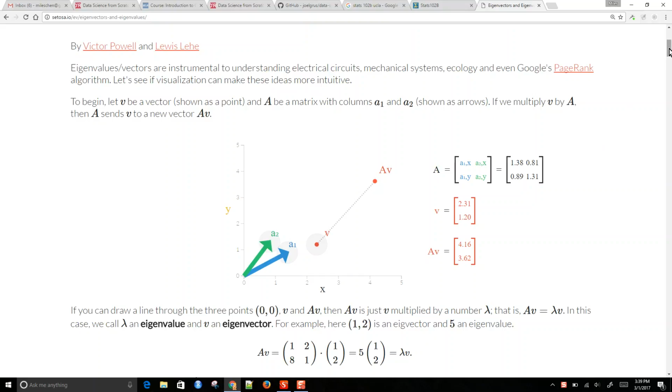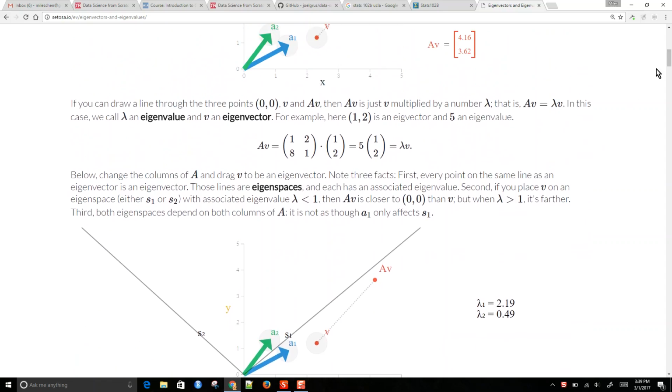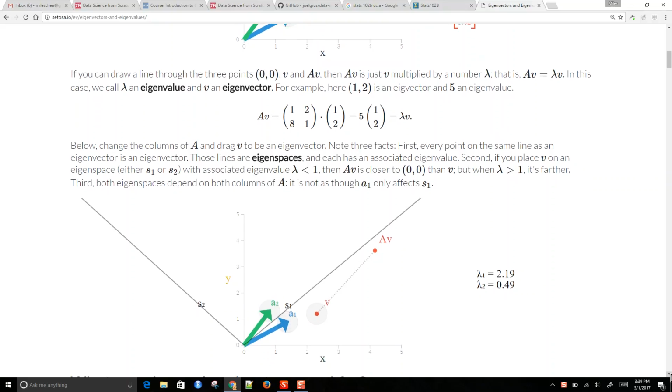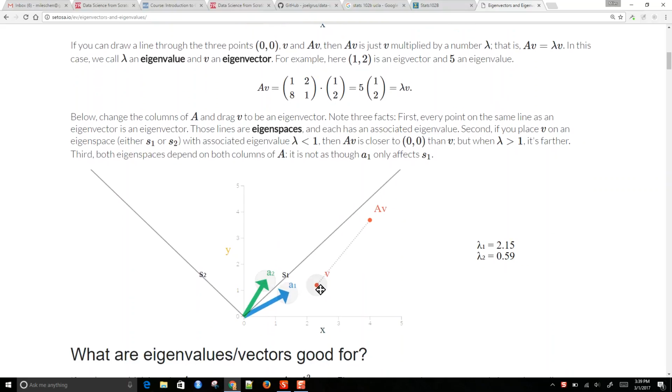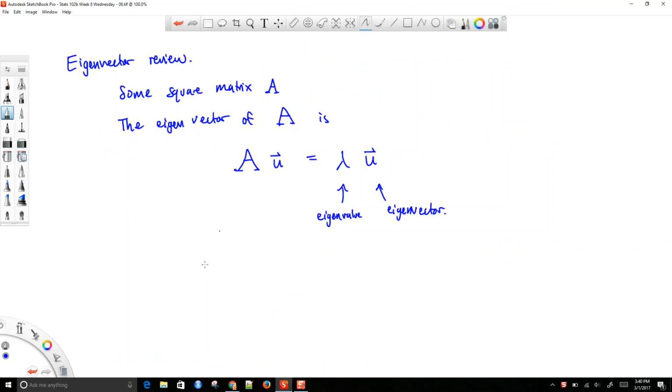With an eigenvector, what we're saying is that for the square matrix A, anything along this line is an eigenvector. Here is V right here. Currently V goes from here to here, and when I multiply it by A, it moves in the same direction. The resulting vector A times V is a new vector that is in line with V.